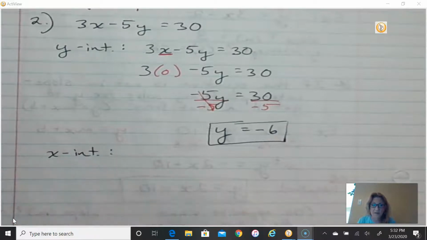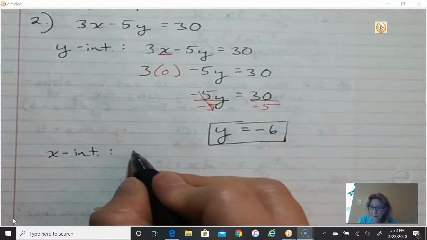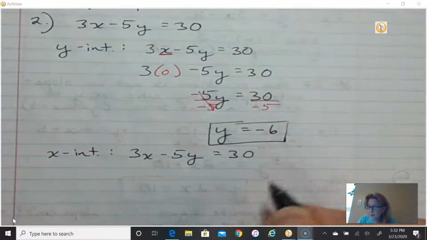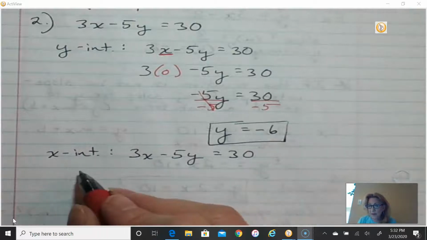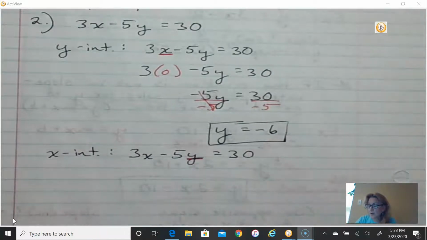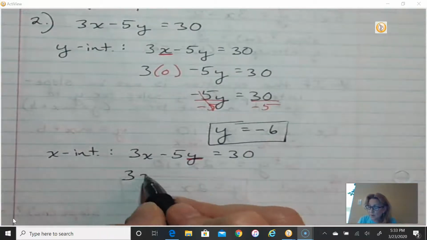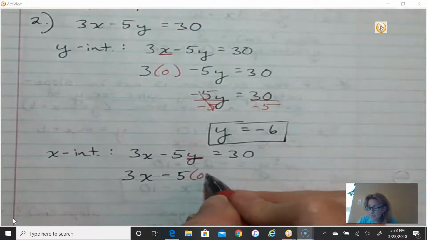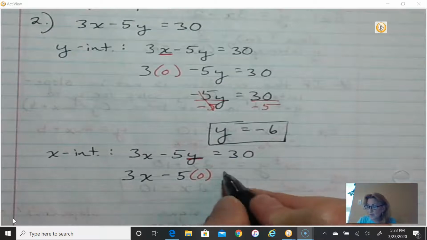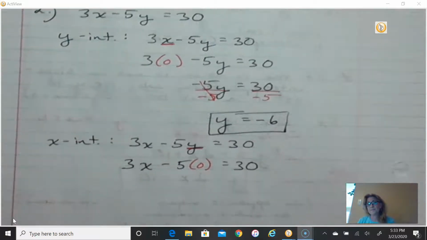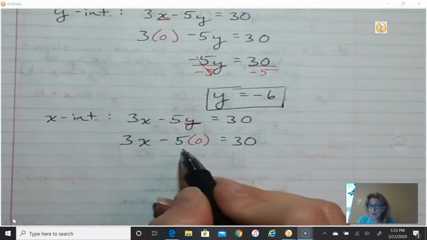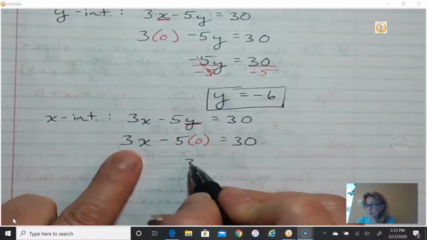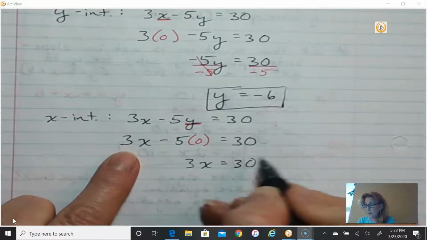And I'm shortening the word intercept, by the way. I'm rewriting my equation. And this time, because we're looking for the x-intercept, I'm going to sub a 0 in for y. So I have 3x minus 5 times 0, see we're substituting, equals 30. Negative 5 times 0 is just 0. So I'm left with 3x equals 30.